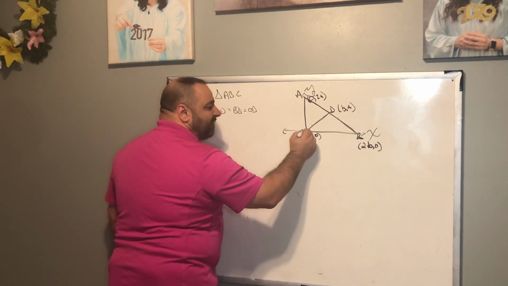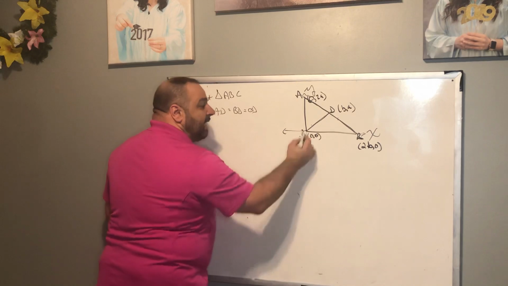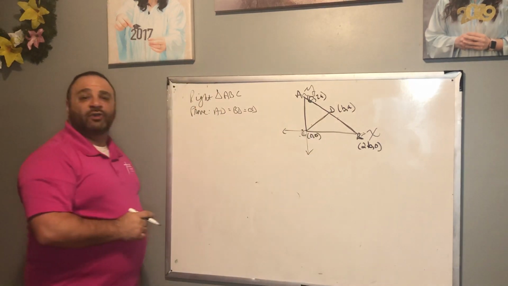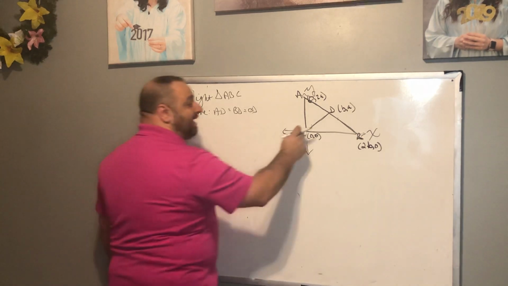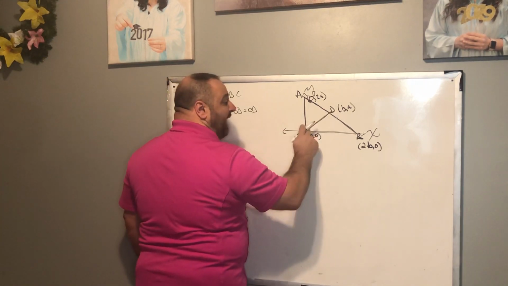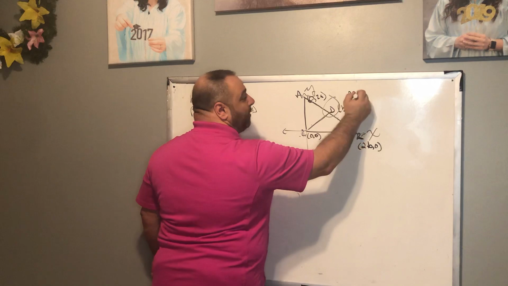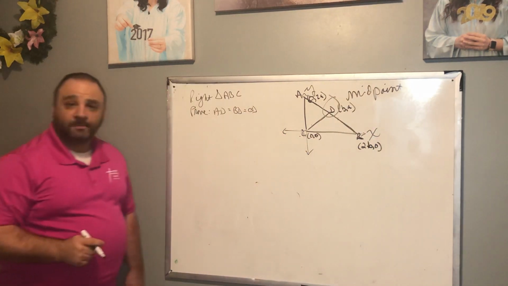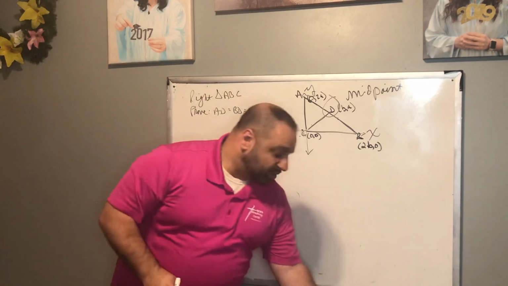So anytime we have, see this line CD? It originates at the vertex of a triangle, and it goes to the third side. It divides that third side evenly, right? And so what we have here, point D, would be a midpoint. So let's follow along here.